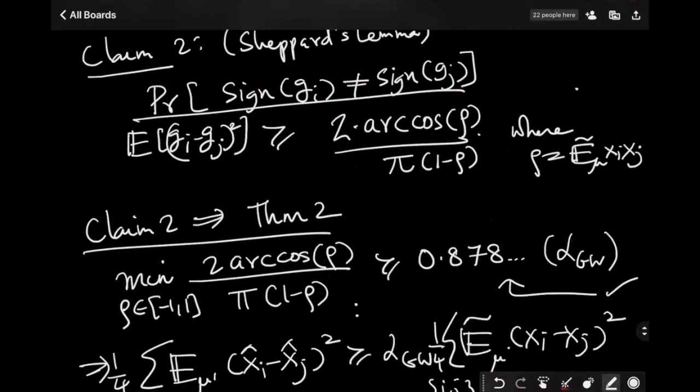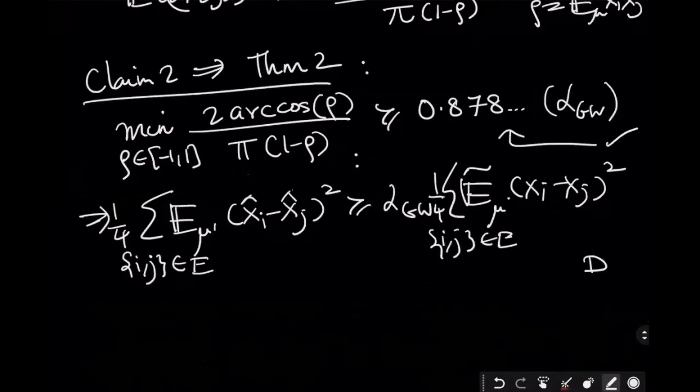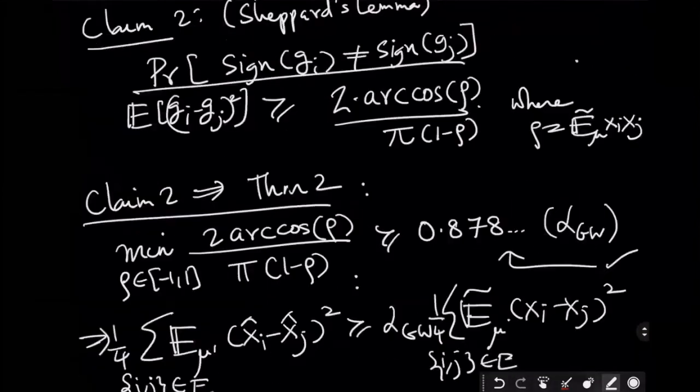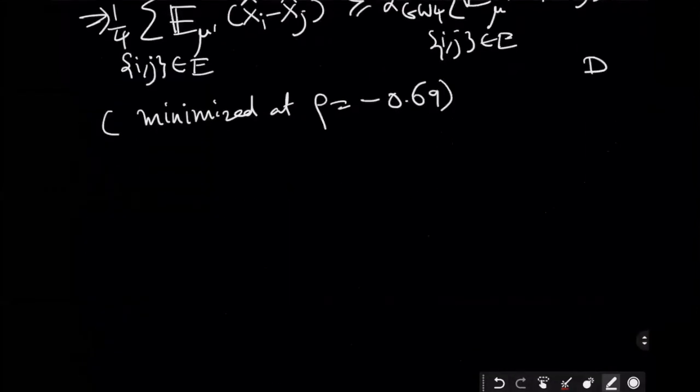You can, in fact, determine, if I remember correctly, that it's minimized at rho equals minus 0.69. In a second, I'll explain to you where that comes from. The ratio is minimized and the minimum value is 0.878. So we are going to be done. So let's go ahead and prove this claim 2, which is basically the non-trivial part, which is also going to be really simple.